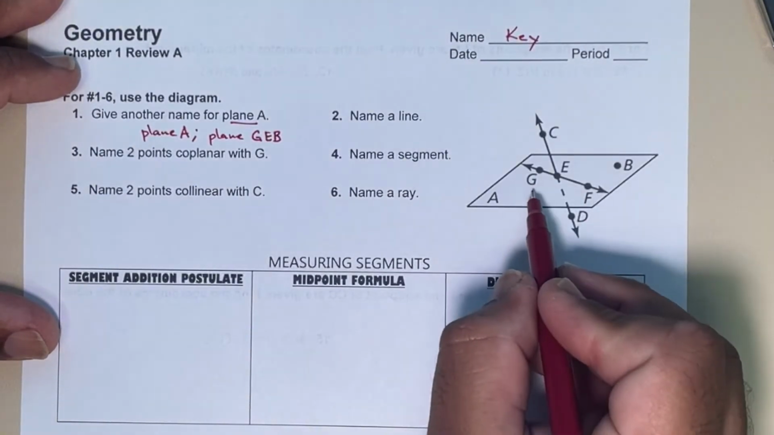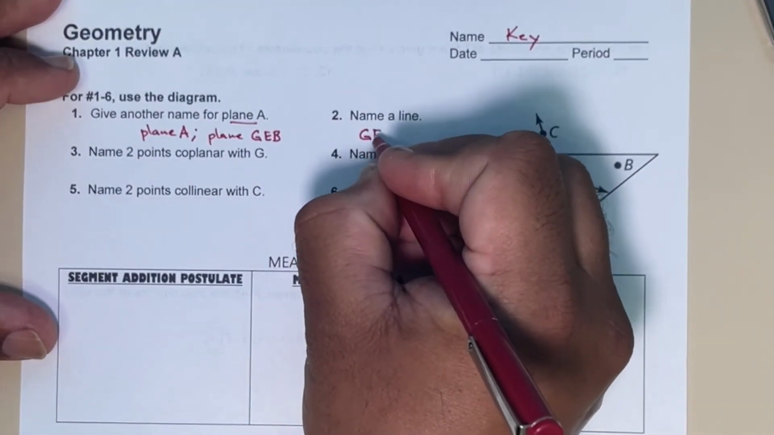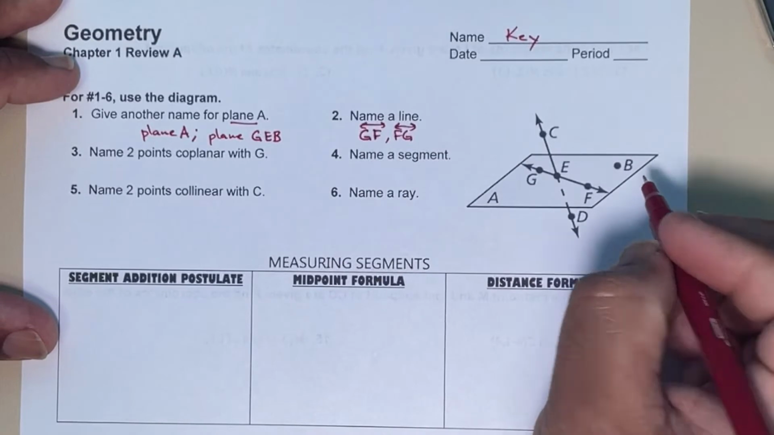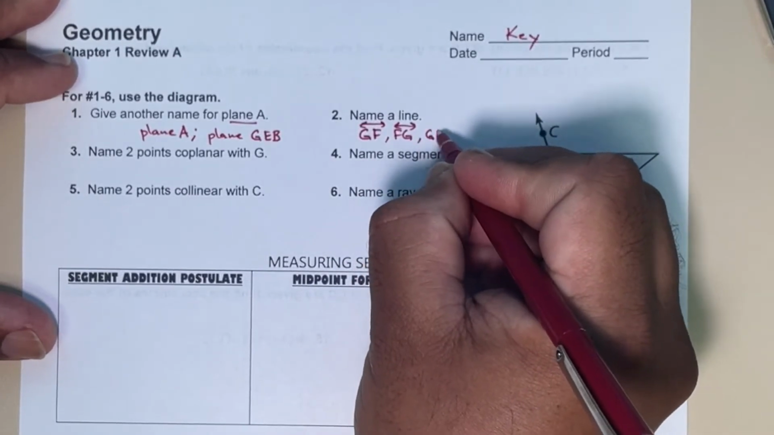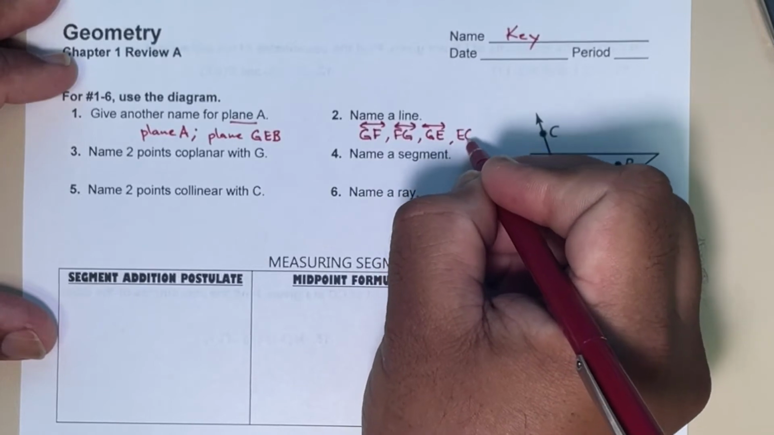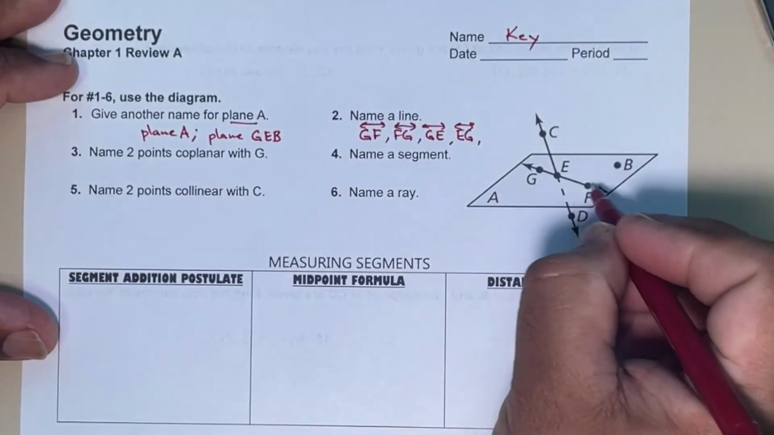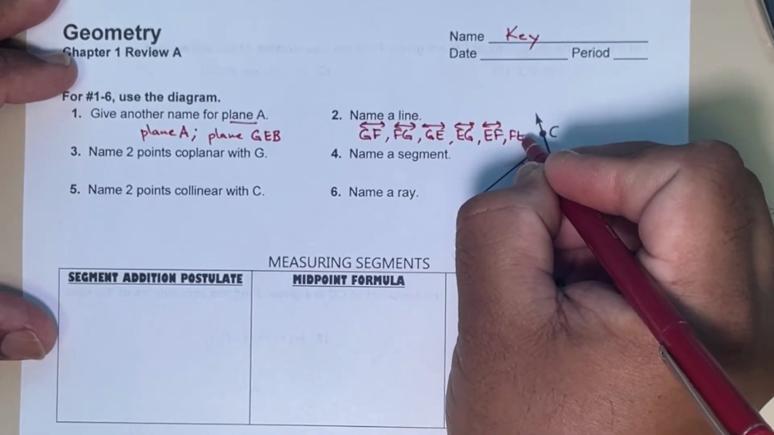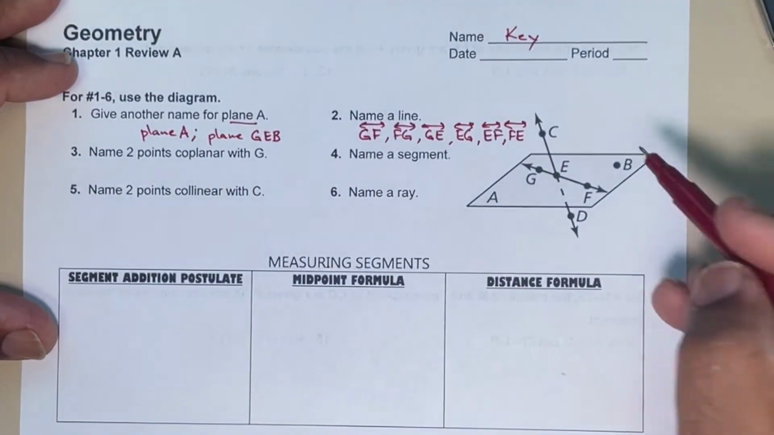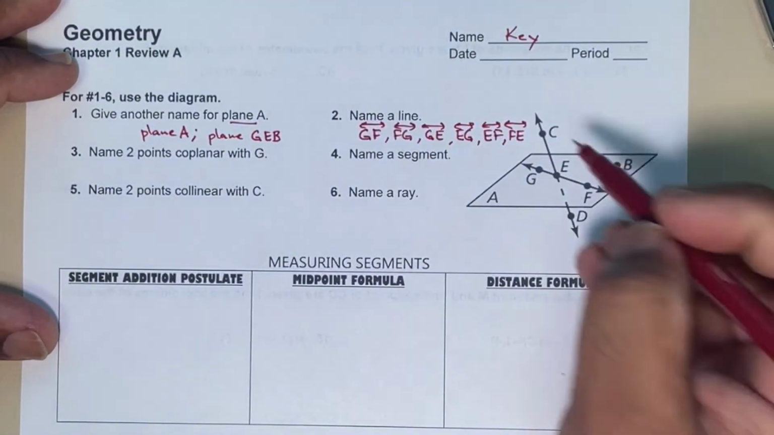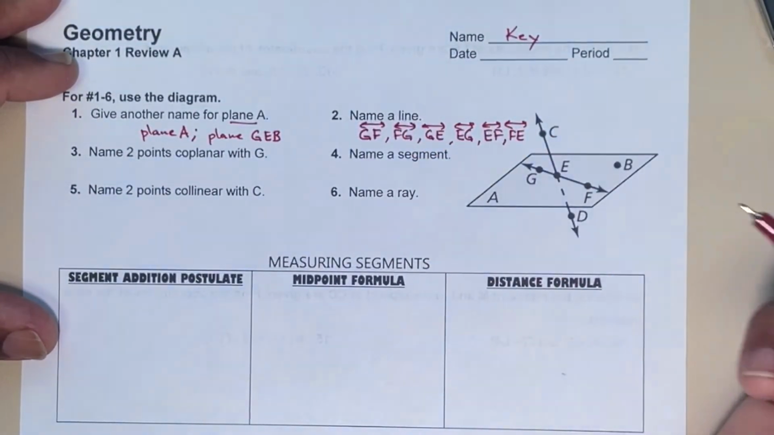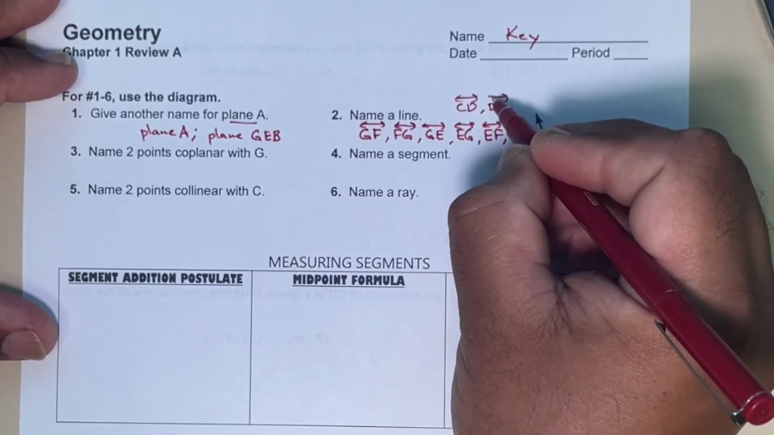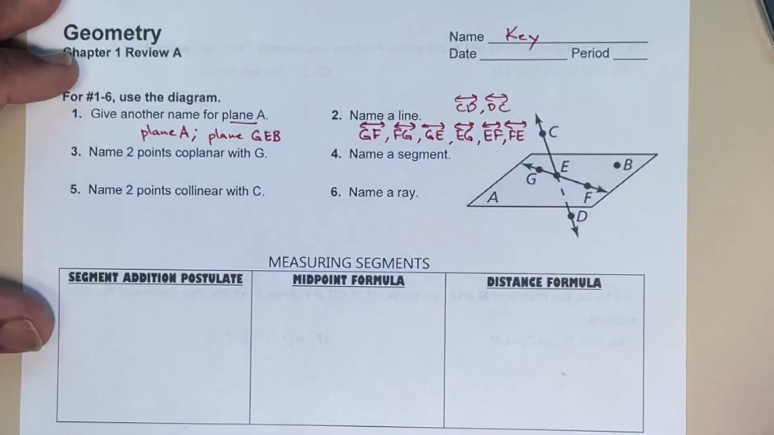Name a line. I've got GF, double arrows on the top. I can also write that in the opposite direction. I can go GE. I can also write it in the opposite direction. And I got EF, or FE. Need both arrows on top. Am I missing one? I could write CD if I want also. That's a line. It doesn't say on the plane, it just says a line, so I can use CD. Or I could use EC, ED. I'm going to move on.